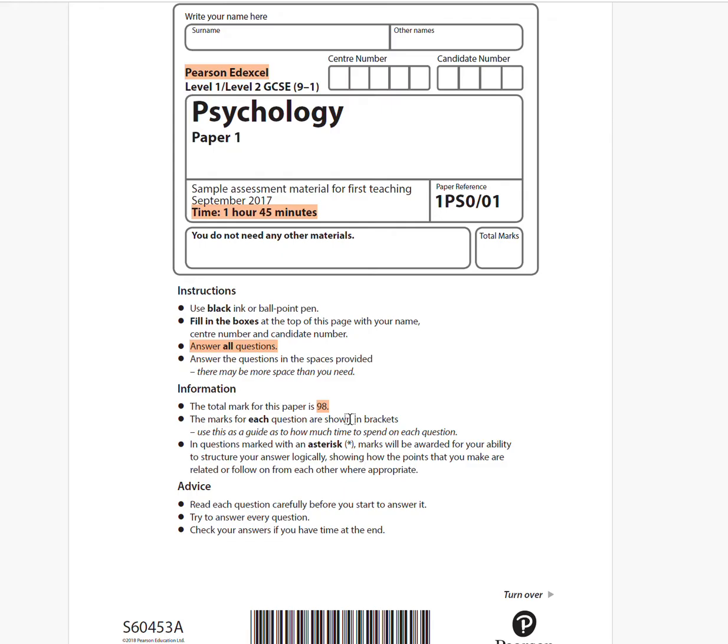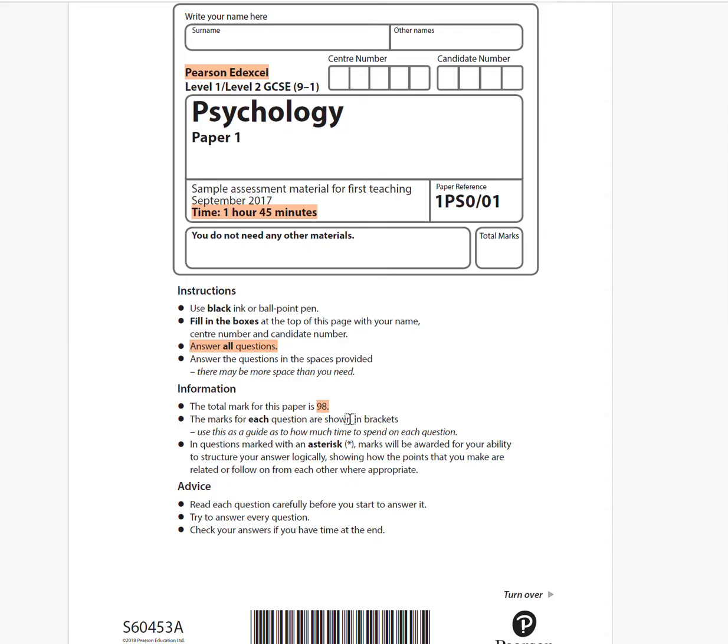Now, this first paper is going to have the 5 short topics that we covered in year 10. So you'll have memory, social influence, development, the brain, and psychological problems. And then at the back of the paper, you'll have 1 9 marker on issues and debates and 1 9 marker on what we call the synoptic question, where it'll give you a scenario and it'll ask you to apply psychology that you've learnt to that scenario.